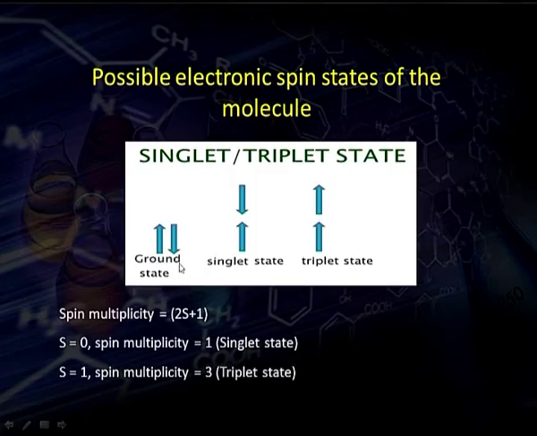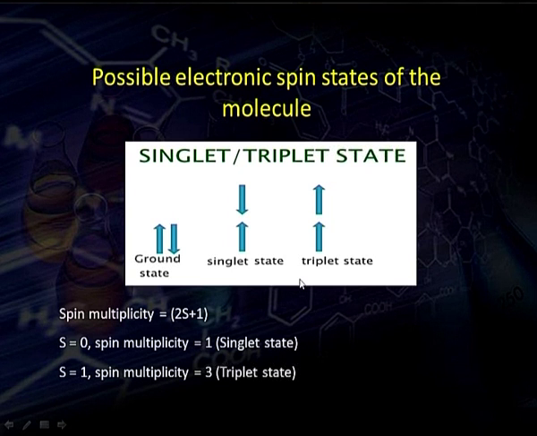Fluorescence stops as soon as the incident light is cut off, while phosphorescence continues a little later after the incident light is cut off. Possible electronic spin state of a molecule. This diagram shows the spin state of a molecule. There are two types of spin state, singlet state and triplet state.